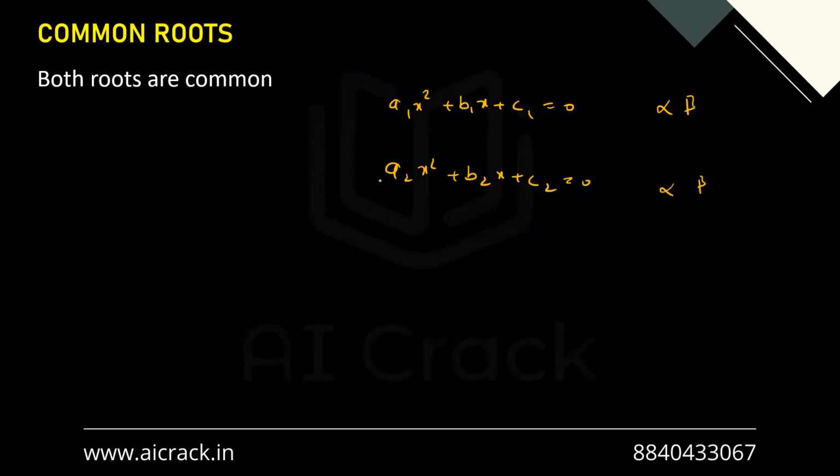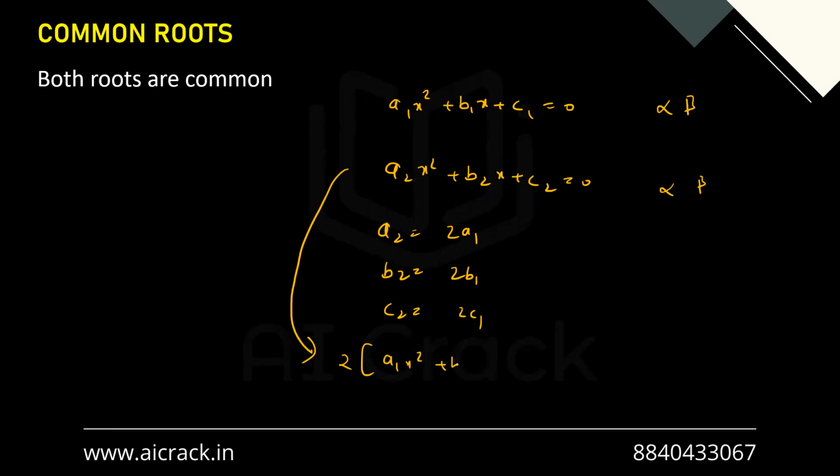Now this has roots alpha, beta and this also has alpha, beta. So both the equations should be similar. So how can they be different? In this manner they can be different. Let's say a2 equals 2a1, b2 equals 2b1 and c2 equals 2c1. So basically we have an additional factor 2. So this particular equation is nothing but 2 times a1x square plus b1x plus c1. And since this equals 0, the 2 gets cancelled out. So they are actually the same equations, but because of this factor 2, they look different, right?